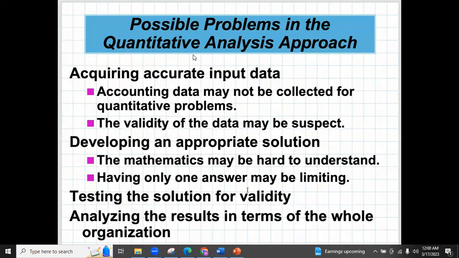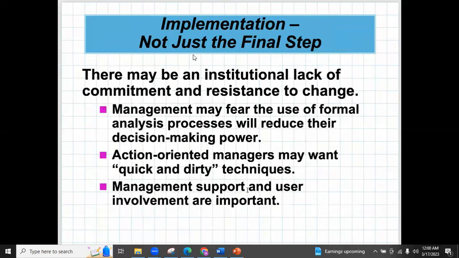Can you acquire the right data? We've talked about that. Can you develop an appropriate solution? The mathematics may be hard to understand, or having only one answer might be limiting. Actually, most of the time, managers only want one decision. Tell me the number. Don't give me a range. Testing the solution for validity, we talked about that. Analyzing the results in terms of the whole organization may be a larger perspective.